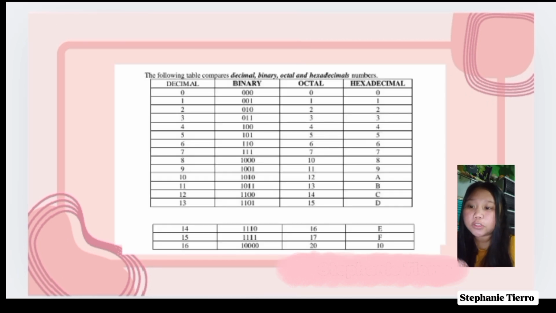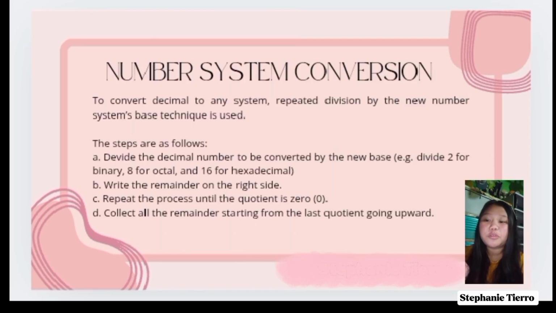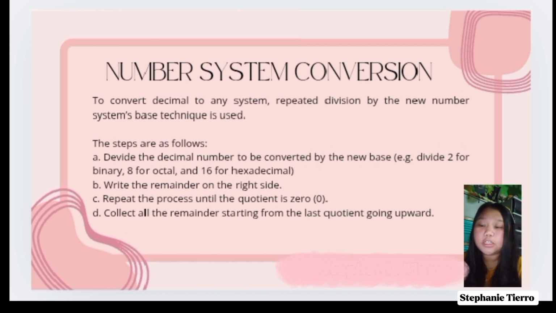So, next, ito yung table ng decimal, binary, octal, and hexadecimal number. So, next, the number system conversion. To convert decimal to any system, the repeated division by the number system's base technique is used. It's the process of changing the way a number is written to represent the same value in a different number system. So, next is, ito yung step na gagawin natin para ma-convert yung decimal number sa new base.